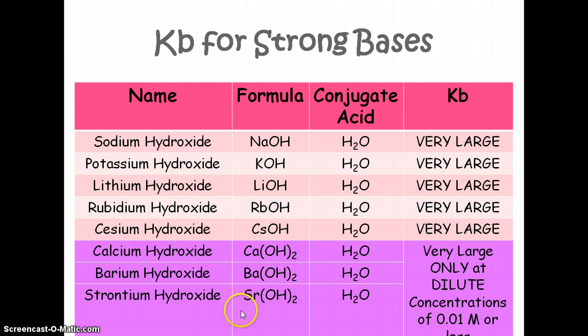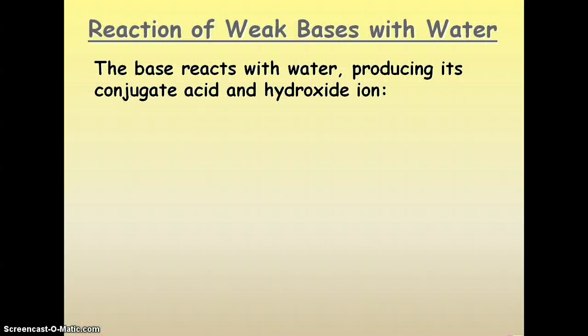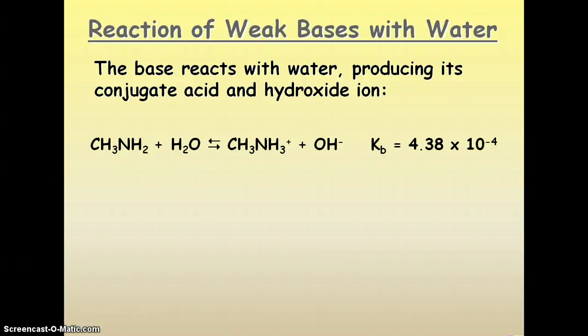Now the group 2 hydroxides are down here: calcium, barium, and strontium. See that they have 2 hydroxides attached to them. The conjugate acid is still going to be H2O, but their Kb value is only large in dilute concentration, so we're talking about 0.01 molar or less. Above 0.01 molar, they are not going to be considered strong bases, and we'll have to be given a Kb value for them. We will not assume 100% dissociation.